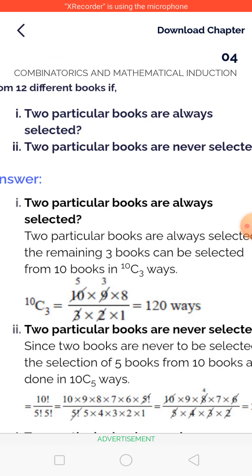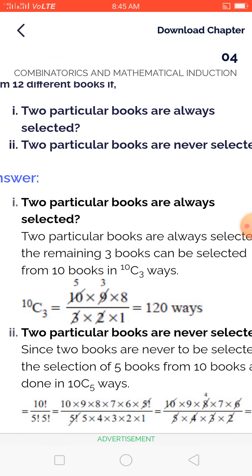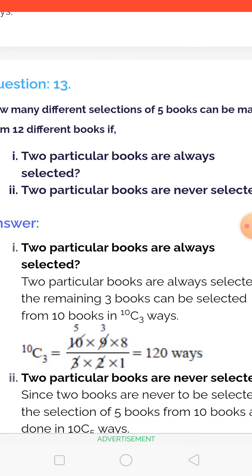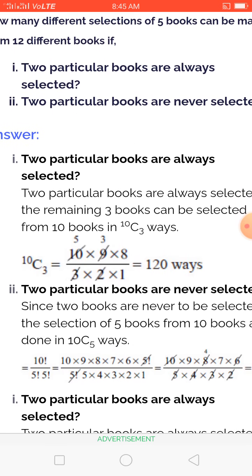So 10C3, how can I write 10C3? 10 into 9 into 8 divided by 1 into 2 into 3. So 2 5s are 10, 3 3s are 9, 5 3s are 15, 15 8s are 120. So totally 120 ways.